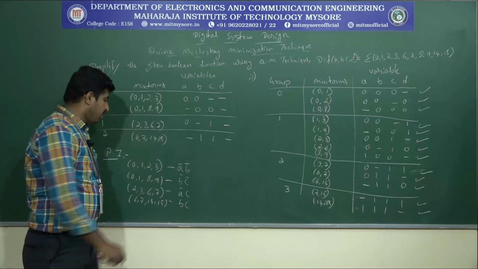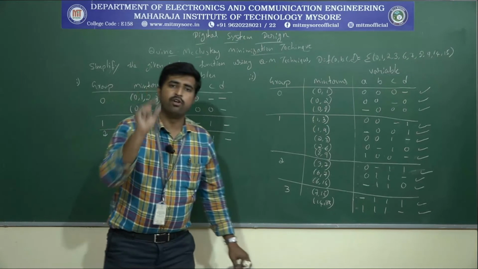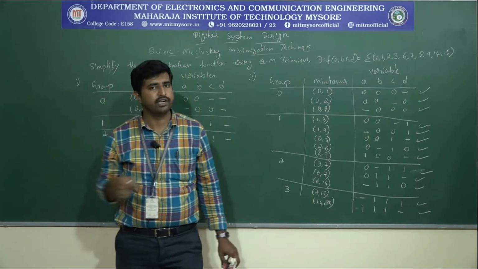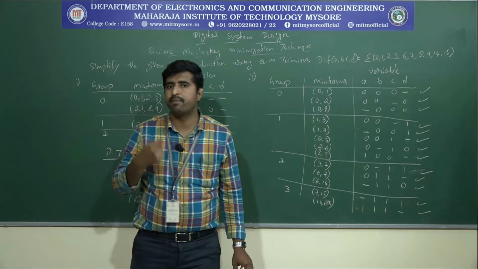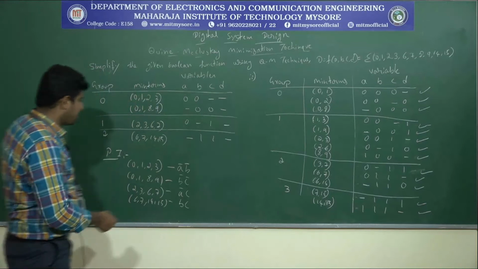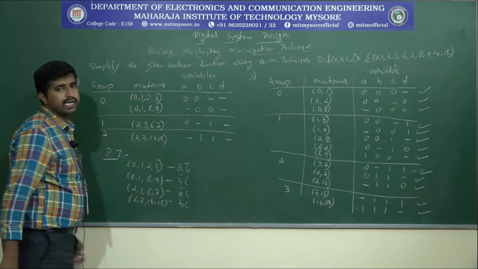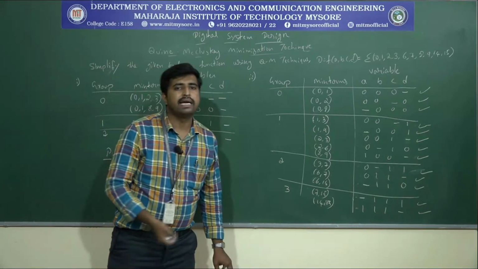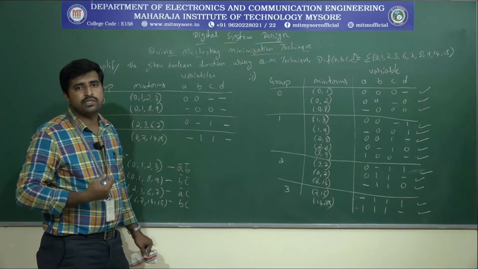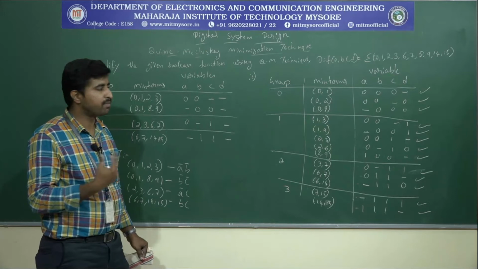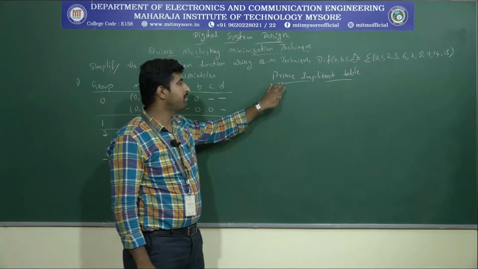Now we need to identify which of these are the essential prime implicants. In a K-map we group the largest possible groups and identify which group is unique, having an essential cell. In the same way here, we need to identify which minterm is essential. For that we will create a table called the prime implicant table. Let's construct a prime implicant table and identify which prime implicant is an essential prime implicant.